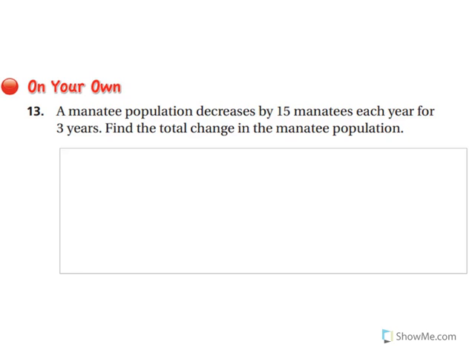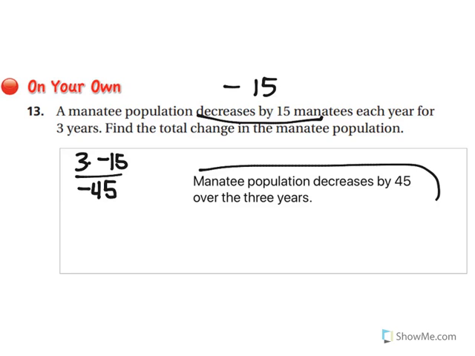All right, so a manatee population decreases by 15 manatees each year for 3 years. Notice it decreases. So it's negative 15 each year for 3 years. Find the total change in the manatee population. So we have 3 times negative 15, which gets us negative 45. So the manatee population decreases by 45 over the next 3 years. Or if you wanted to, you could have said the change in the manatee population is negative 45 over the next 3 years. Either way is fine with me.